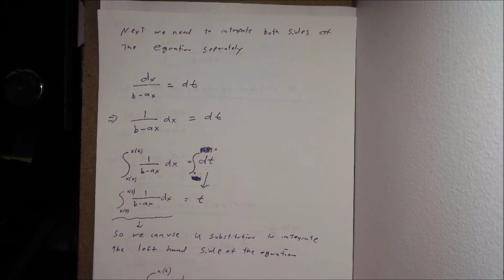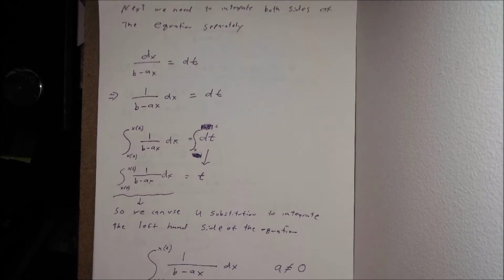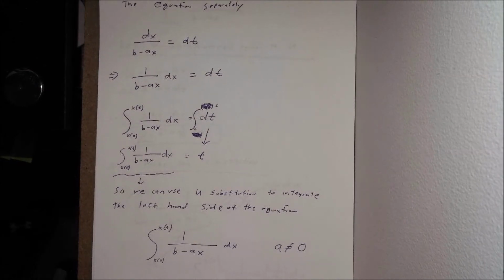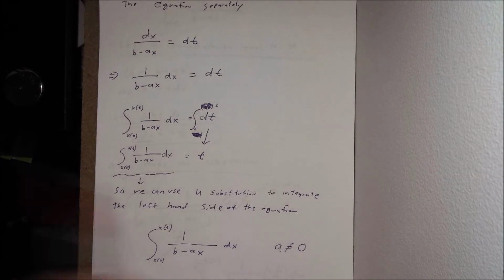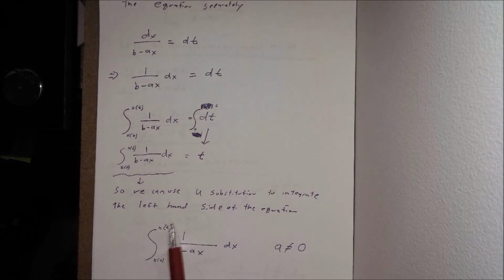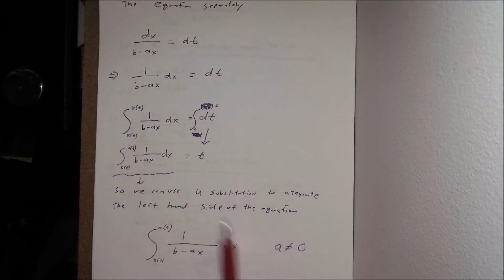So how do we solve this? Well, we can take a look at our tables of integrals, look at the general form of this. What we're going to do for this specific case is use u substitution to integrate the left-hand side of this equation. So let's look at just this left-hand side. We've already dealt with the right-hand side. We have the integral, with our limits of integration, of 1 over b minus ax dx, where a is not equal to 0. From this, we're now going to begin our u substitution.